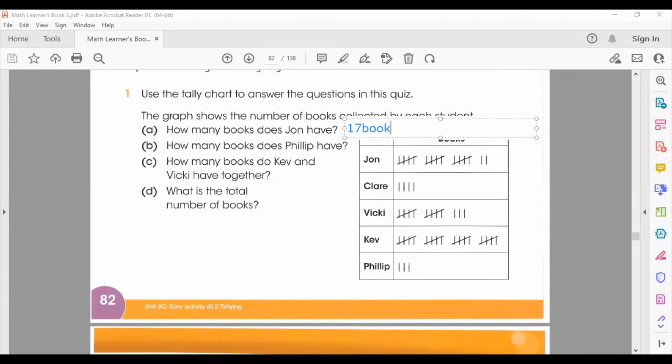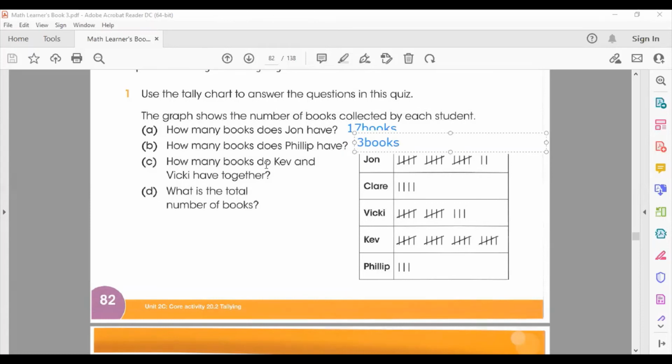How many books does Phillips have? Phillips, where is Phillips? Here. So only 3 books. He has only 3 books. So you can write here 3 books.